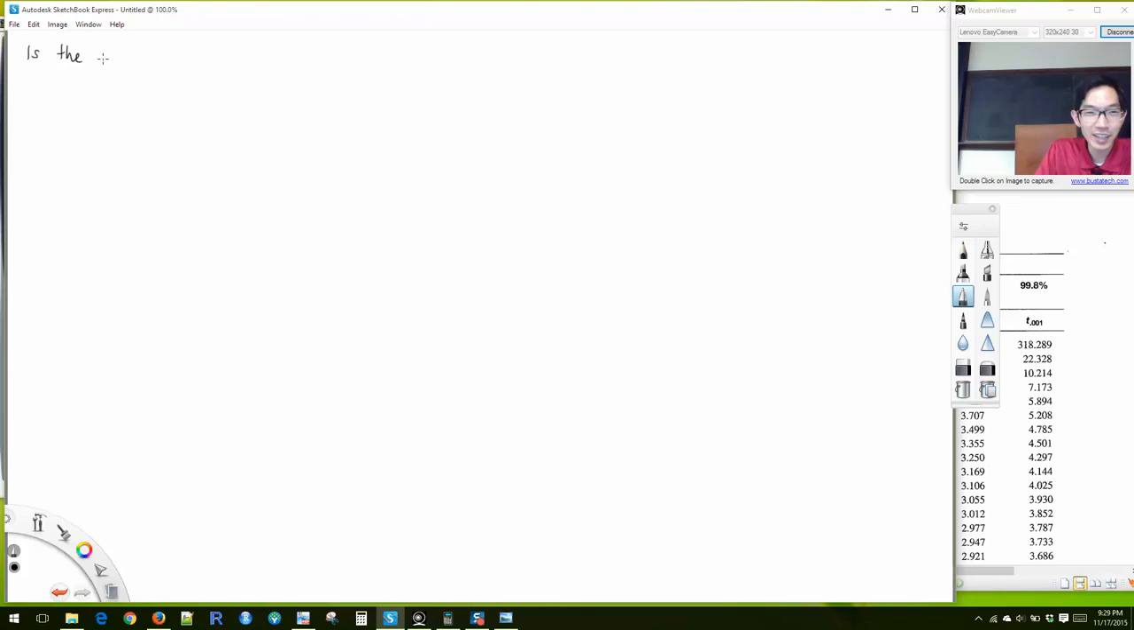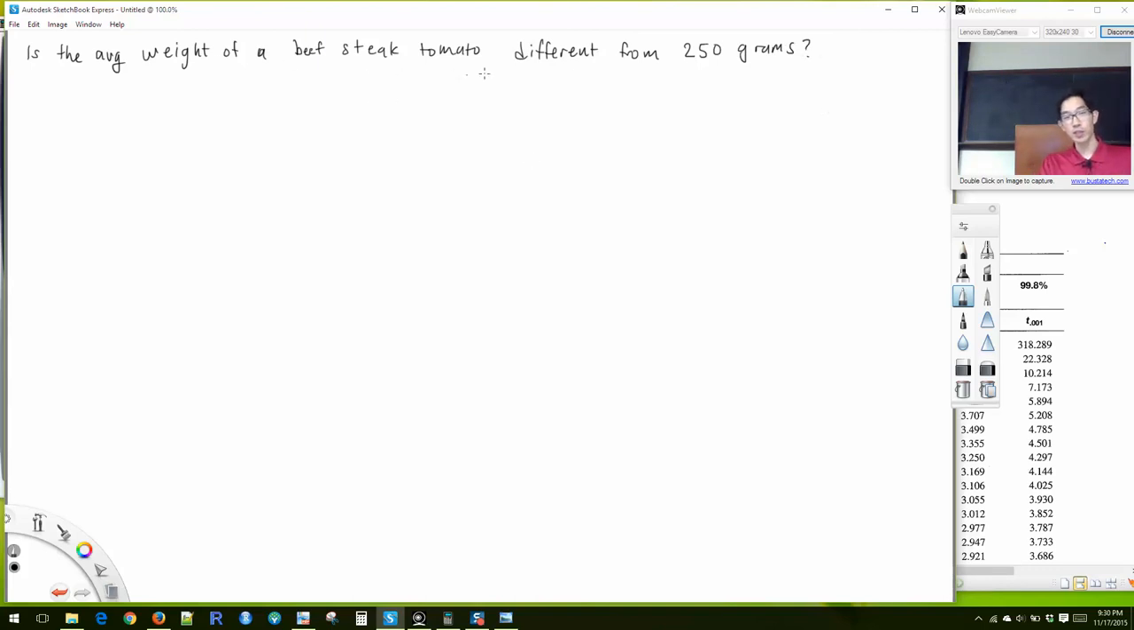Is the average weight of a tomato... now I really want to know. We already tried this and we couldn't get our answer, right? I didn't ask Lady Google, right? Okay, average weight of a beefsteak tomato, we will say different from 250 grams. That's what we want to know. So is the average weight of a beefsteak tomato different from 250 grams, okay?